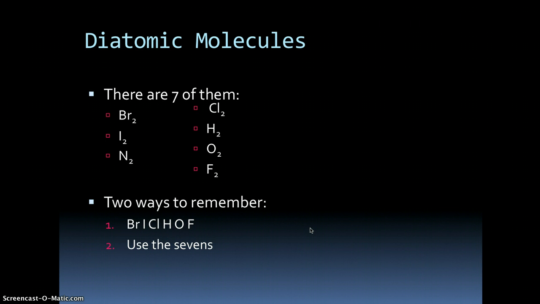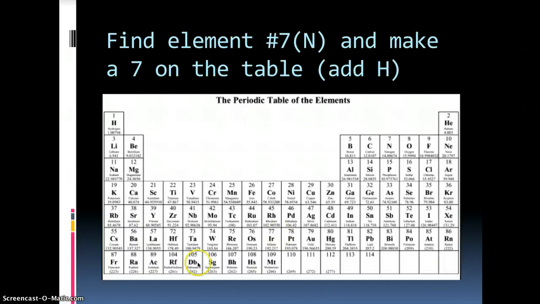The other way is the way that I was taught, and it's called use the 7s. And so this one is a little weird. If you find element number 7 on your periodic table, which is nitrogen, and then you make a 7, so that's going to be nitrogen, oxygen, fluorine, chlorine, bromine, iodine, so most of them. And then you have to add in hydrogen, because hydrogen is never where he's supposed to be.